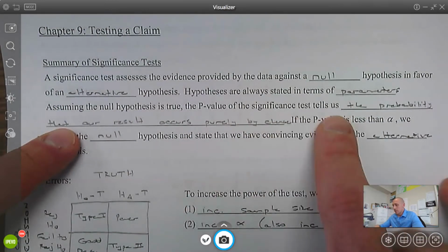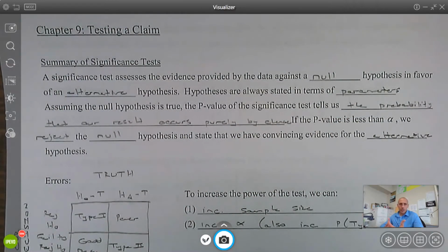Assuming the null is true, the p-value tells us the probability that our result or something more extreme just occurs by chance. And we know if the p-value is less than alpha, if that probability is lower, we reject the null, and we have convincing evidence for the alternative.